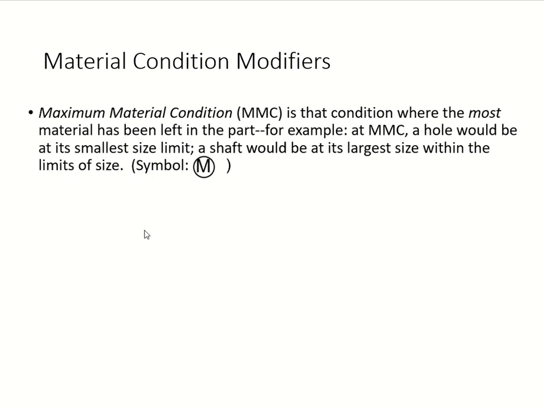All right. So maximum material condition, MMC, the symbol is a little M in a circle, yeah. This is just a condition about the material of your part and where the most material has been left in a part, okay? Meaning most material is in the part, meaning your hole is small. That's what it's talking about. So a hole would be at its smaller size limit. That's the only way to leave the most material on your part. If you have a big giant hole, of course, the material will be gone out of that part. So therefore, most material in your part with the smaller size limit, we call that the maximum material condition.